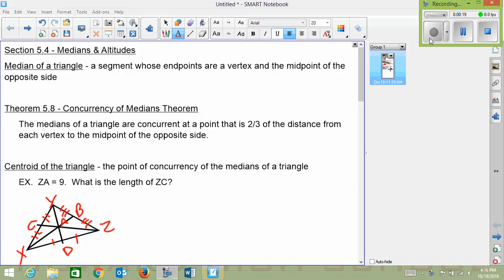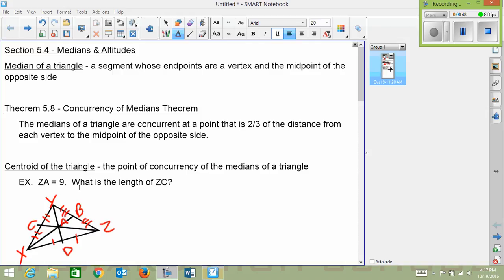Theorem 5.8 is a concurrency of medians theorem. The medians of a triangle are concurrent. That means they cross each other at a point that is 2/3 of the distance from each vertex to the midpoint of the opposite side. The centroid of the triangle is the actual point of concurrency of the medians of a triangle. So the point where they cross is called the centroid.